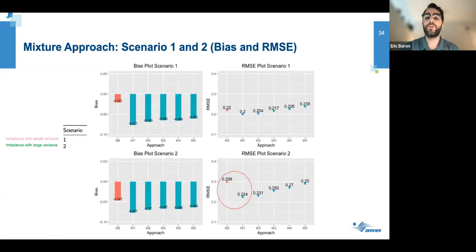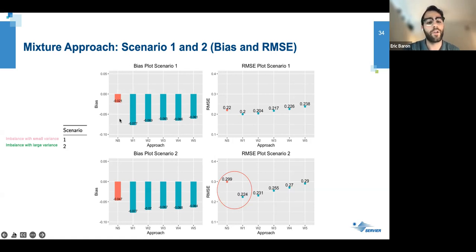Then the mixture approach. So first row is scenario one, second row is scenario two. We've already covered the hierarchical approach. Now we're on the mixture prior approach. Here we have bias and RMSE from the first scenario, and then bias and RMSE from scenario two. What we notice is that, at least in the mixture prior approach, the bias is not reduced. The same trend of putting more weight on the middle stratum does decrease bias here, and the penalty is our RMSE tends to increase in both scenarios.